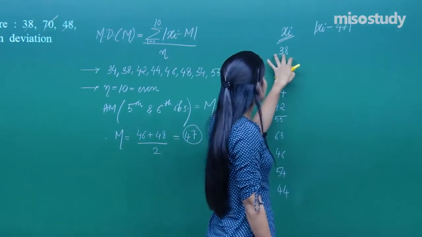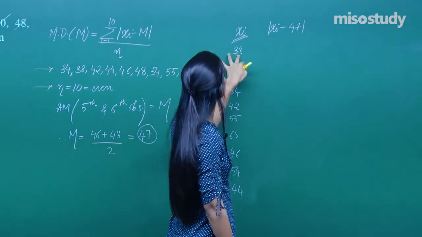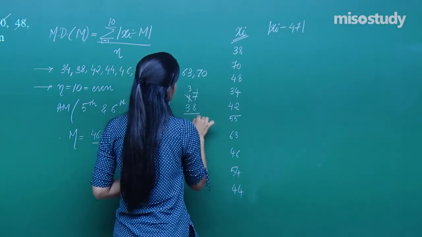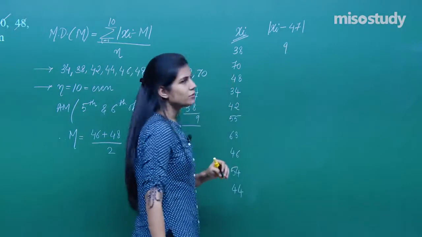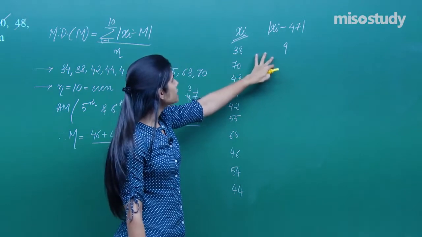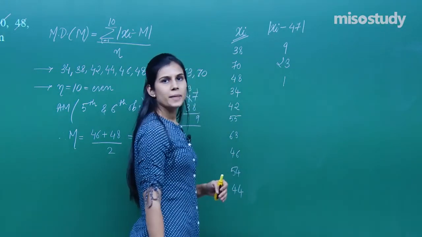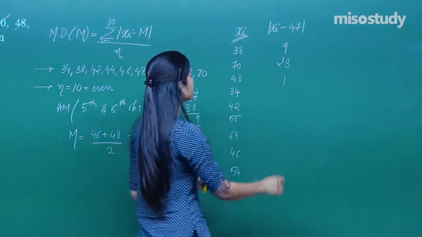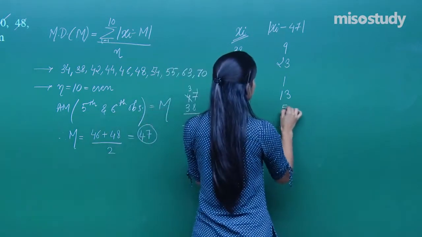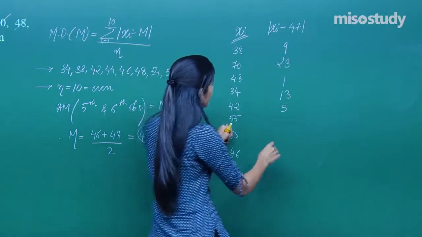So now I have 47 minus 38. When you calculate 47 minus 38, this gives you 9. Because it's absolute value, I am not plugging in the minus sign. 70 minus 47 gives you 23. 48 minus 47 gives you 1. Then 47 minus 34 gives you 13. 42 minus 47 gives you 5. Then 55 minus 47 gives you 8.